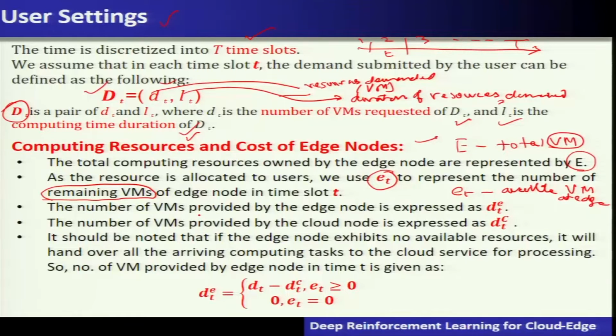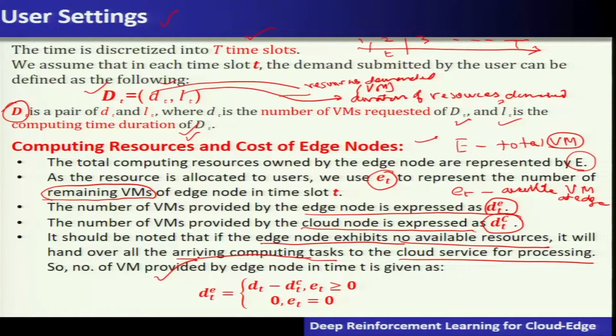The number of virtual machines provided by the edge is expressed by d_E at a particular time t. The number of virtual machines provided by the cloud node is represented in a similar manner, d_C at time t. Now, it should be noted that if the edge node has no available resources, that means it does not have available virtual machines, then we assume that it will lease all the computing demand from the cloud service for doing this cloud edge computing or resource allocation.